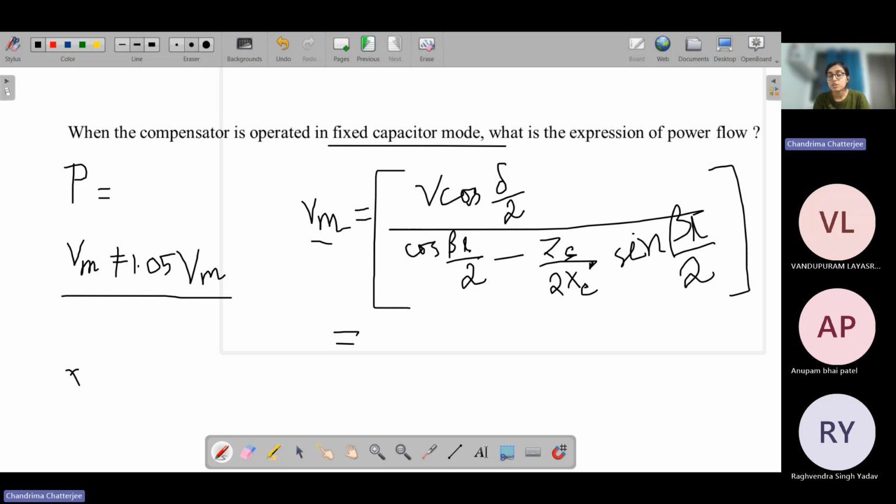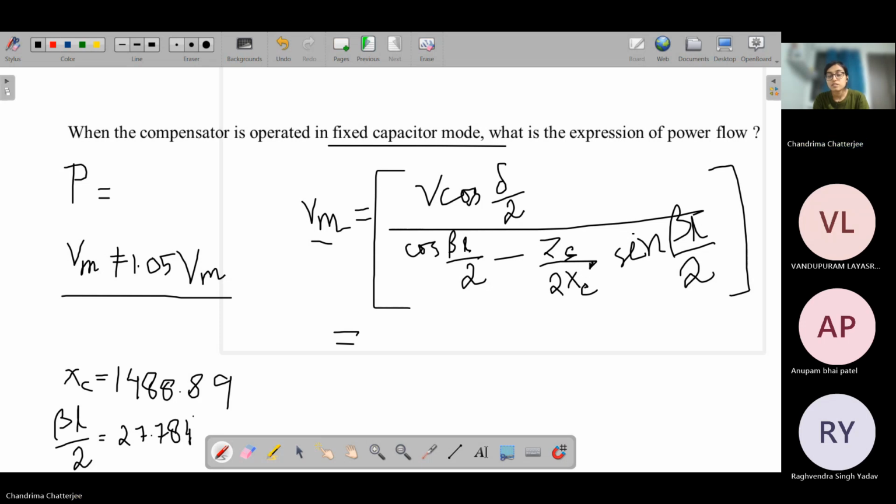The XC value we found out was something like 1488.89. You need to replace that here. And other things you already know. Take beta L by 2, please take this value, otherwise you may get a wrong answer, 27.784 degrees. You take this, and cos delta by 2 will be there. So the rest of the thing you may find out.